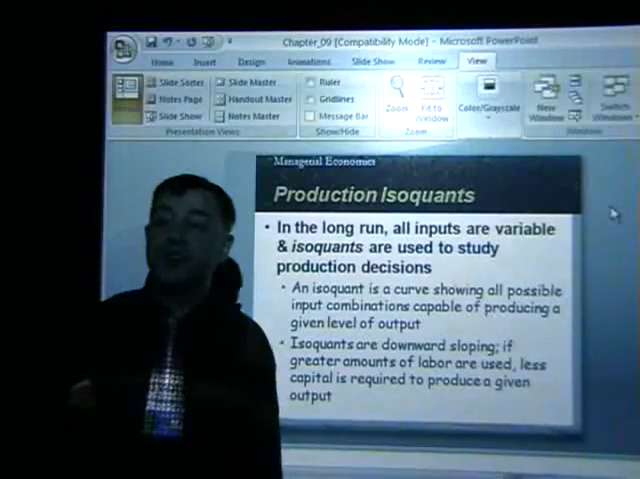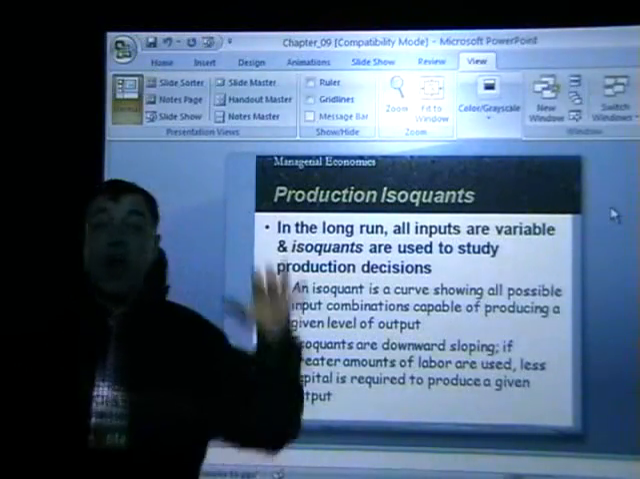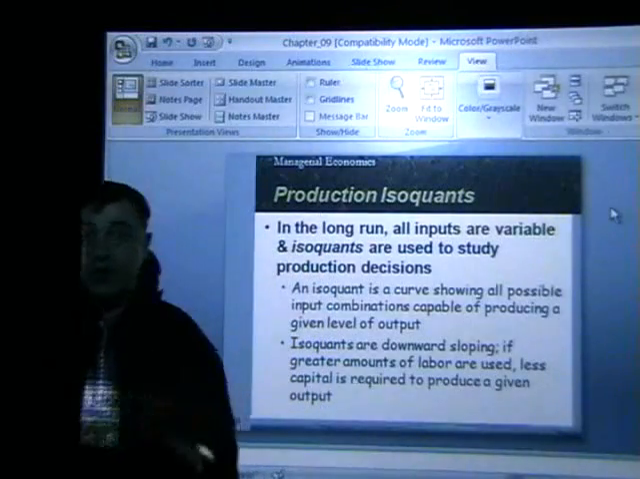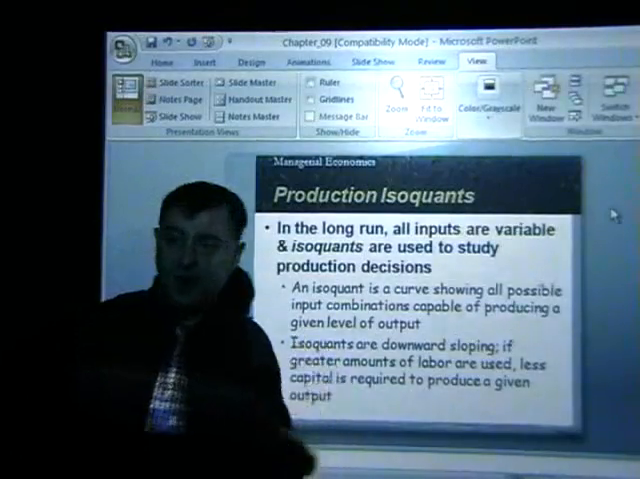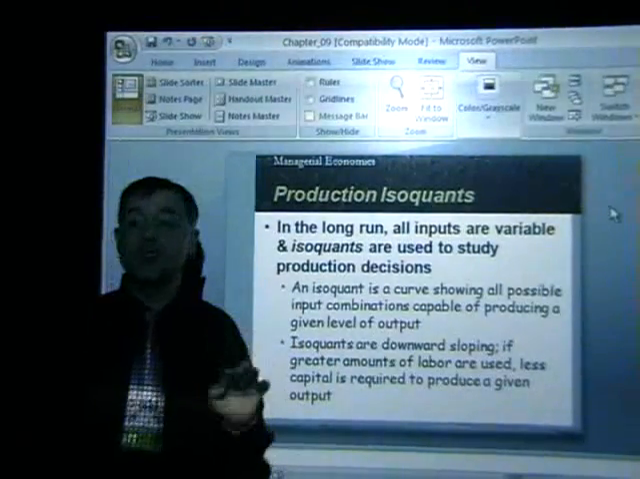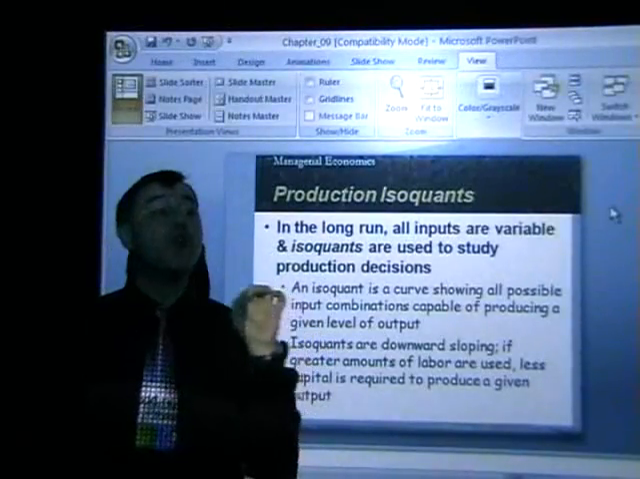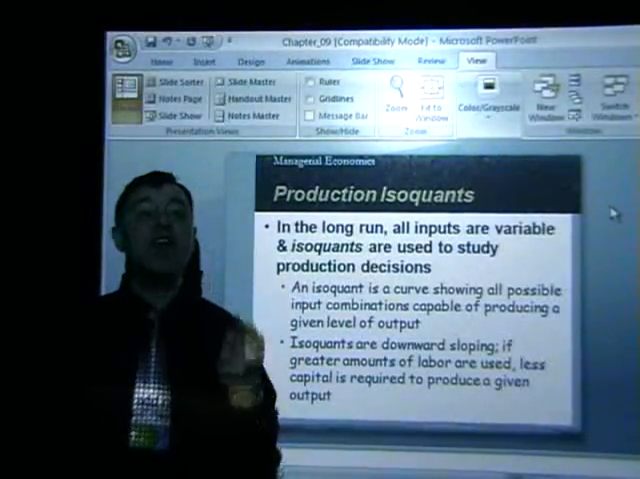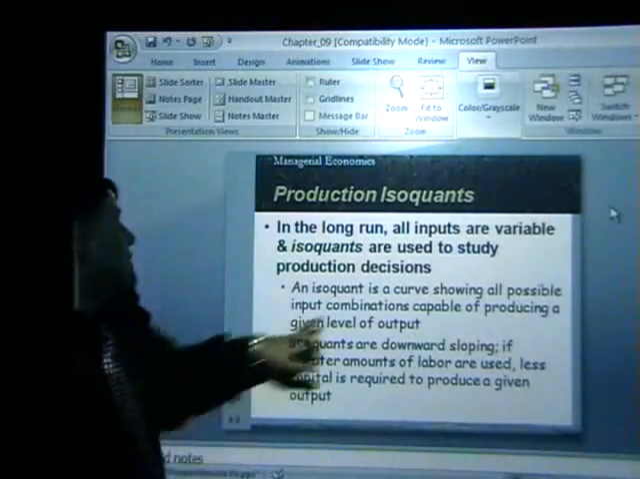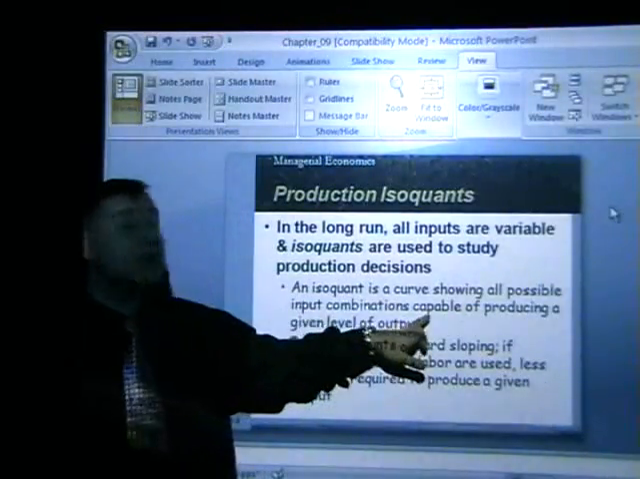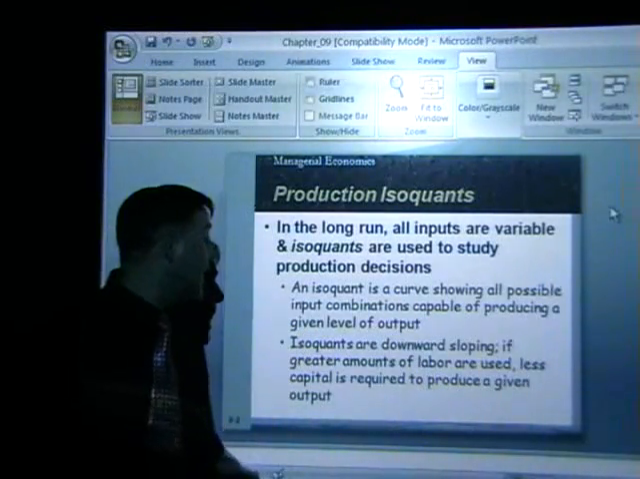You may produce, for example, 500 cars with a lot of machines and few workers, or 500 cars with few machines and a lot of workers. So, the isoquant will give you the combinations of inputs for which you achieve a given quantity of output. So, all possible combinations capable of producing a given level of output.